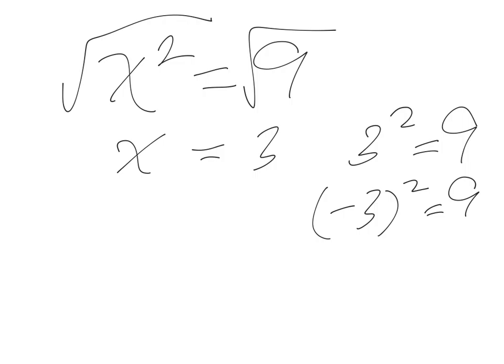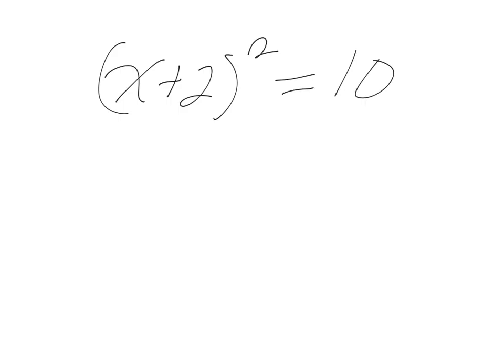So when we take the square root in a problem, we have to think about the fact that our answer could be positive or negative, and so we're going to take that into account. The answer to the question x squared equals 9 is that x equals plus or minus 3.